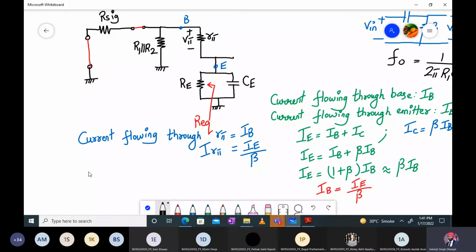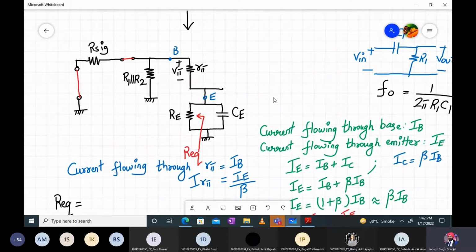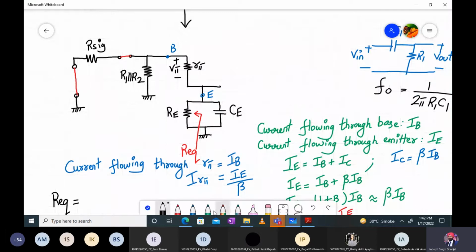So I am writing over here. I am actually finding R equivalent. I am writing the expression for R equivalent. So R equivalent will be RE, and this RE and this will be in parallel. Everything else will be in parallel. I will show it to you. Wait. Let me use this color.